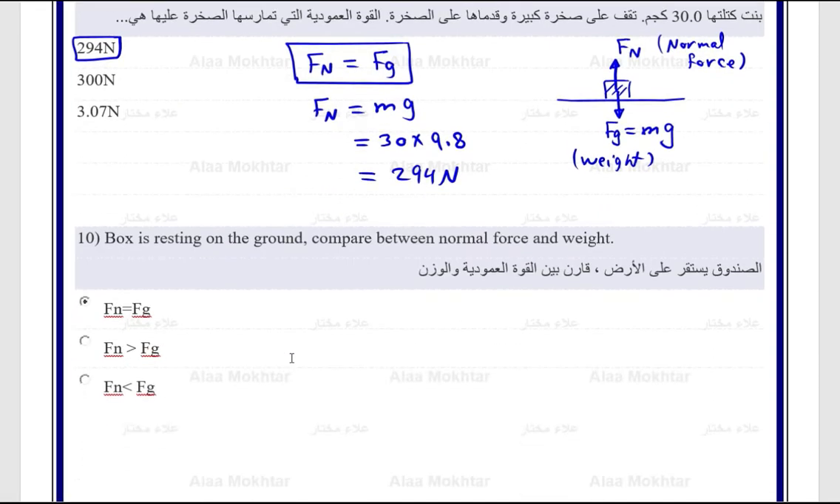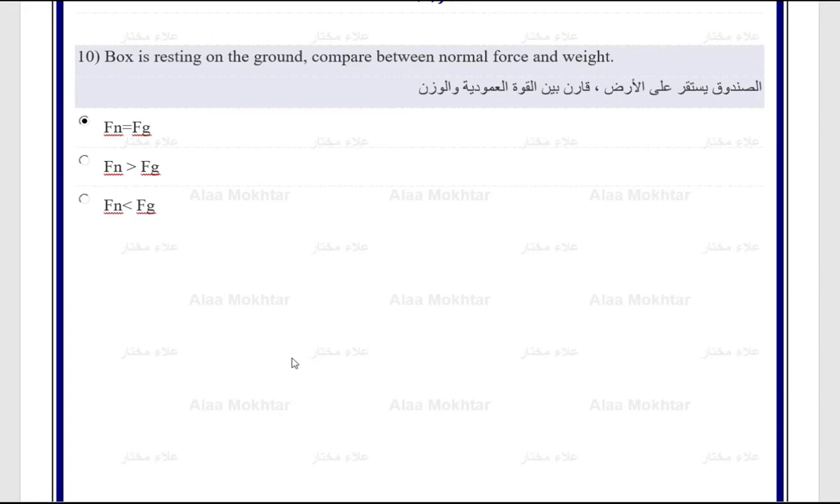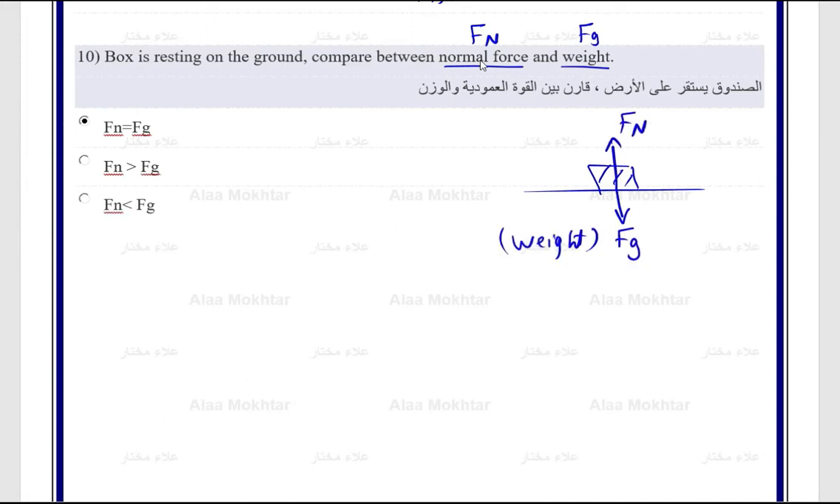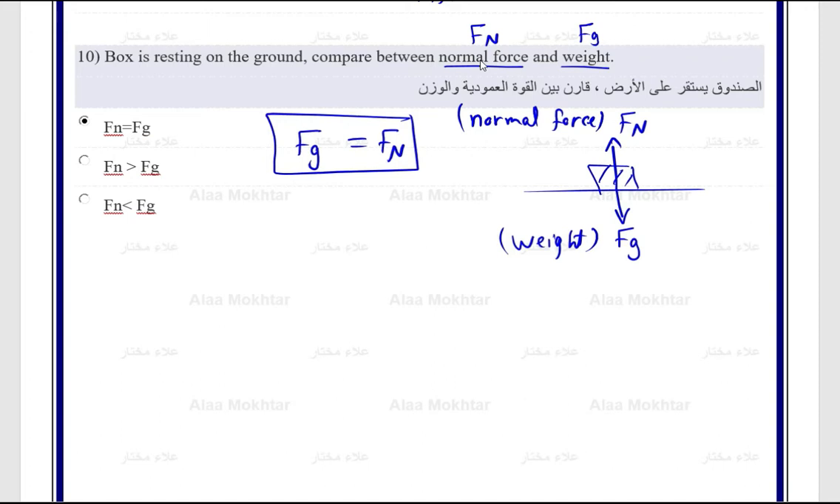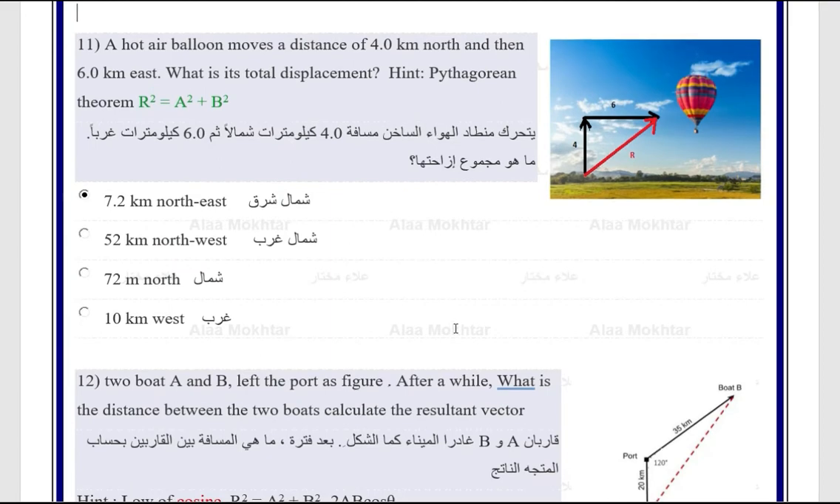Question number 10. There is a box resting on the ground. Compare between normal force and weight. Normal force is Fn and weight is what? Fg. We just draw a free body diagram like this. Downward force is Fg, weight, and up force is normal force. As you see from the previous and this figure, Fg is equal to F normal. They equal each other. F normal equals Fg.